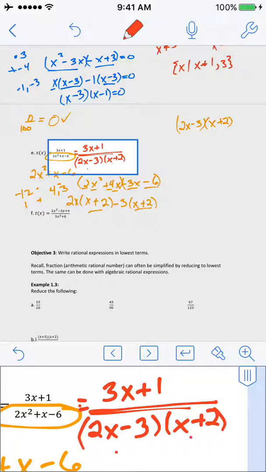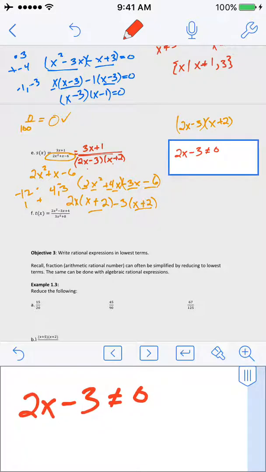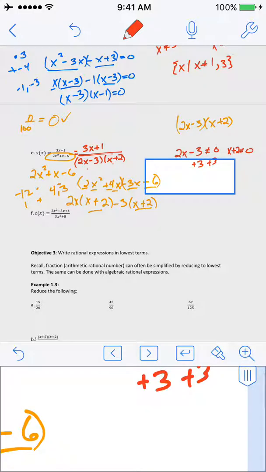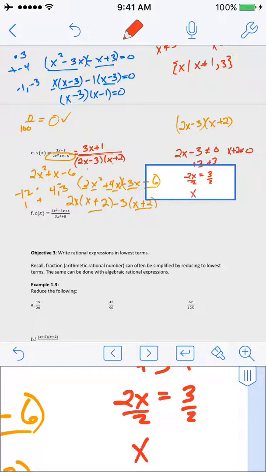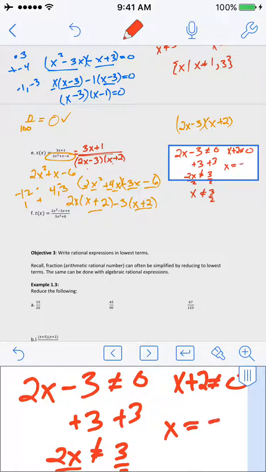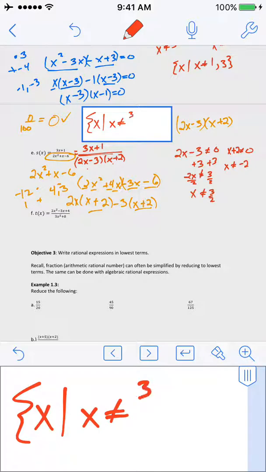Because I can't have either one of these guys equal to 0. So I'll go over here and figure out what x's will do that. So that one can't equal 0, and that one can't equal 0. If this first one was to equal 0, I'd add 3 to both sides, right? 2x equals 3, divided by 2. Okay, so x is not allowed to equal 3 halves. That's my first part. And it looks like x cannot also be negative 2. So I subtract 2 from both sides to get x is negative 2. So my final domain is all the x's in the universe, every single one, except 3 halves and negative 2.